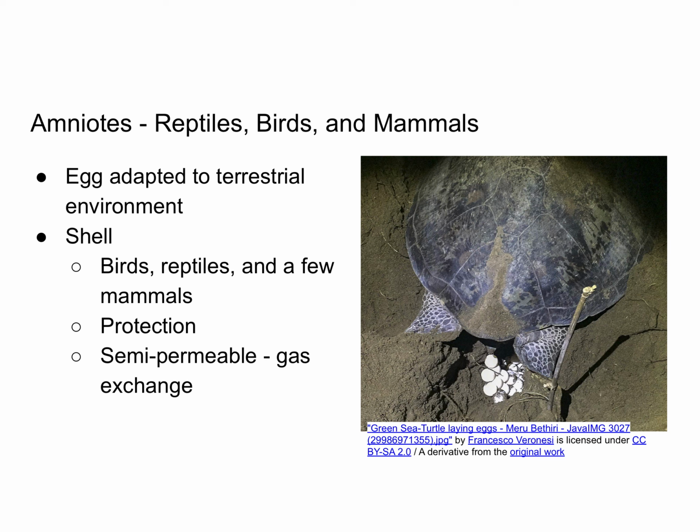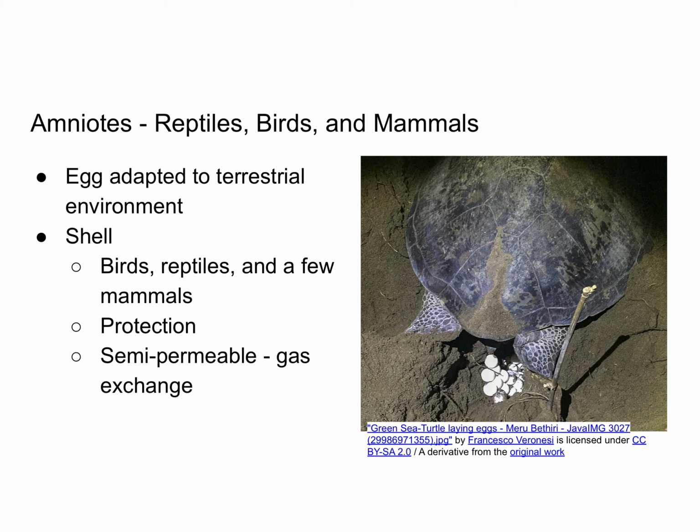So an amniote is just an organism that lays eggs that are adapted to a terrestrial environment. So amphibians are not amniotes because their eggs have to be laid in water. But reptiles, birds, and mammals all have eggs that are laid on land. And this is true of all birds, all reptiles, but only a few mammals. And we'll talk about the exceptions there. But mammals are still classified as amniotes because they have some similar structures that are found in the egg, but instead they become a placenta.